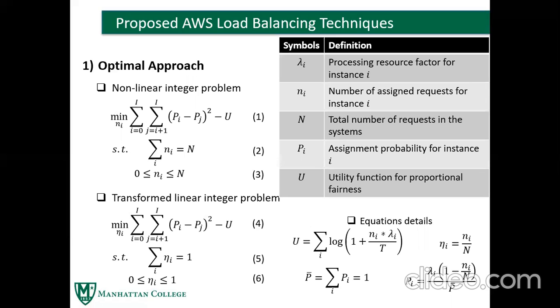So the idea is to achieve fairness among these instances, such that every instance can be assigned tasks or requests regardless of their computational resources, and at the same time have the overall maximum achievable throughput. Looking at the constraints, the first constraint given in equation 2 ensures that all the requests are assigned to the instances, and the second constraint given in equation 3 reflects the fact that an instance can either not be assigned any request or can be assigned the entire incoming request.